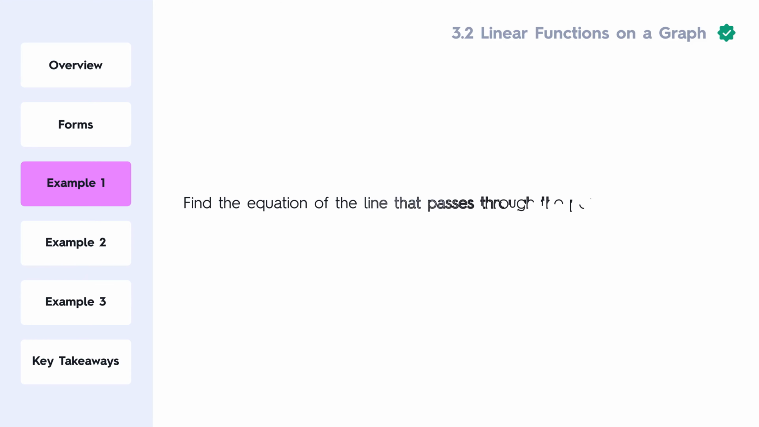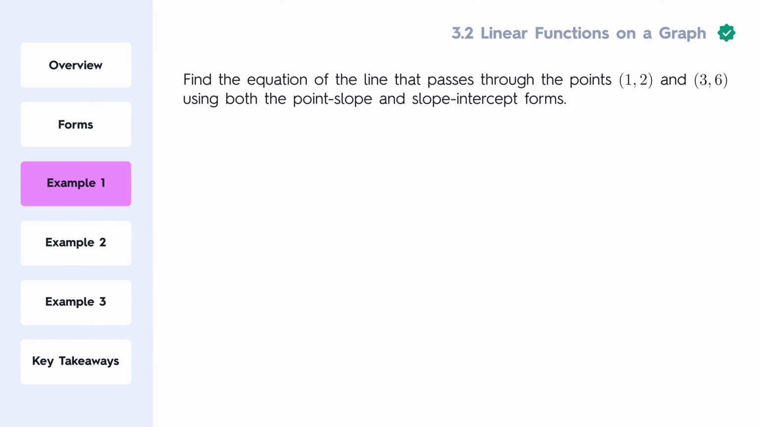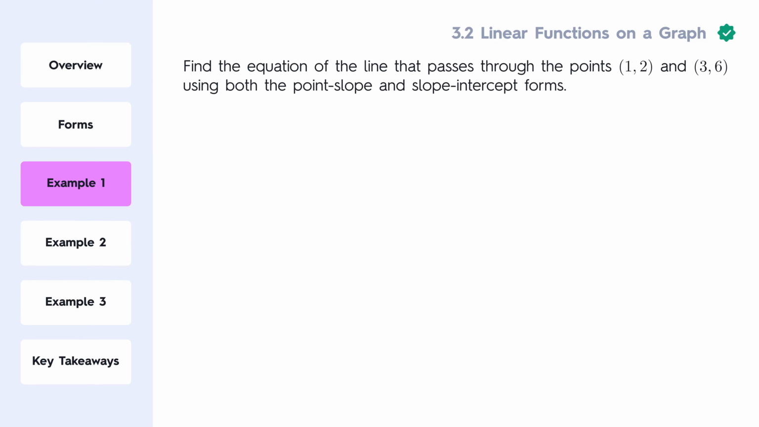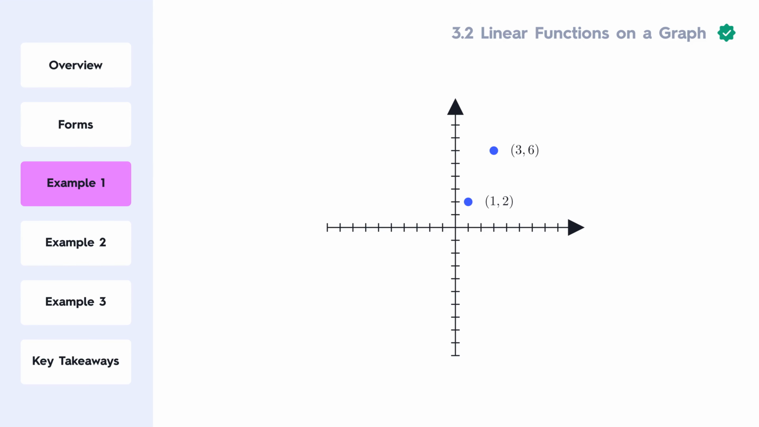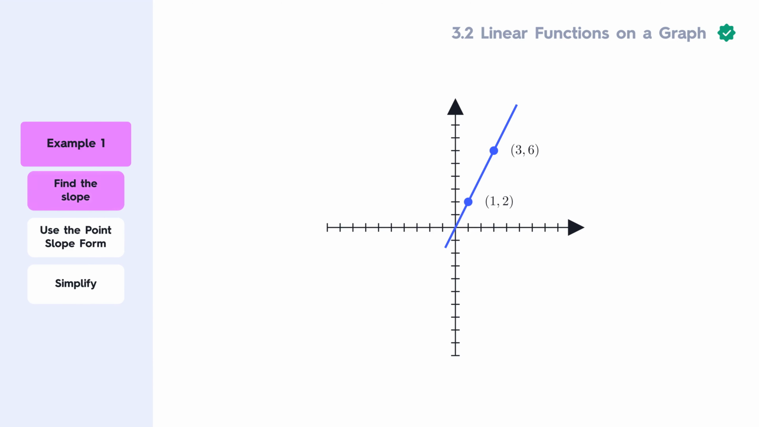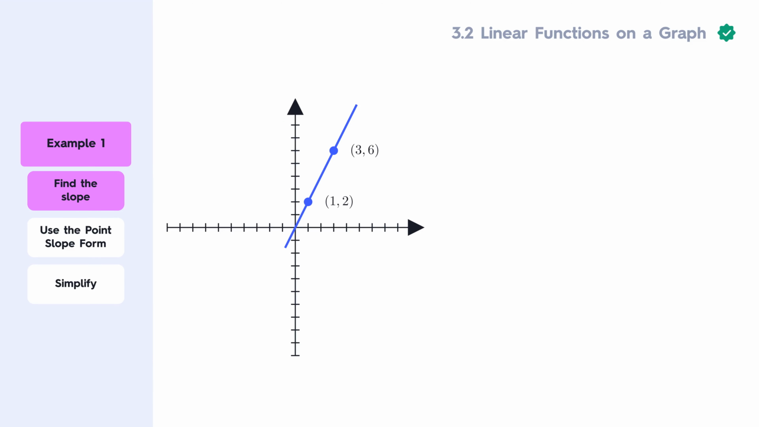Let's look at an example showing how to find the equation of a line from 2 points. Let's start by finding the equation of a line that passes through the given points. The first step is to find the slope, or m, of the line. Remember the following slope formula. Substitute the x and y coordinates of the points into the formula. This simplifies to 4 divided by 2, which equals 2. So, the slope m is equal to 2.